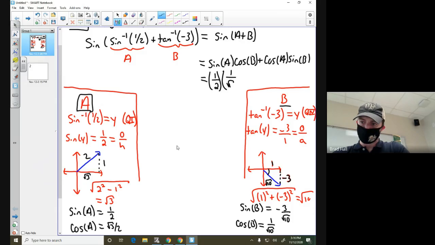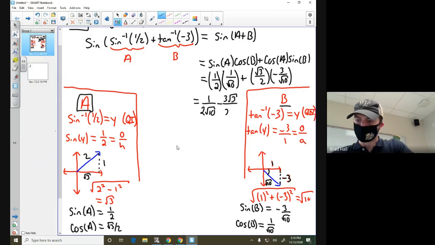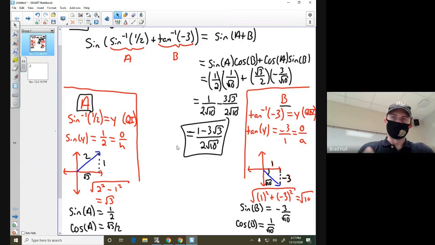So now we can just fill in directly. And I'm out of time, so I'm going to hurry up and write this down. Cosine of A is root 3 over 2. Sine of B is negative 3 over the square root of 10. So what is that? That's 1 over 2 square root of 10 minus 3 root 3 over 2 square root of 10. 1 minus 3 root 3, they already have the same denominator, 2 root 10. Cool. Final answer. Whenever you're done writing, you're good to go.